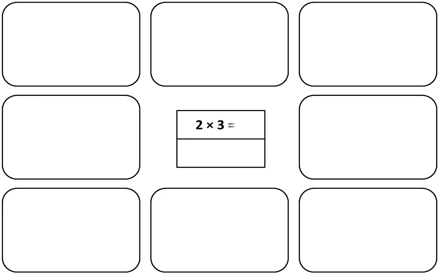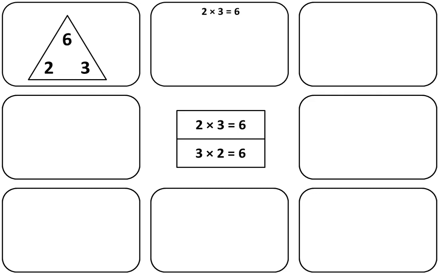This is the first number concept map that the students create. So in the center, they'll write 2 times 3 is equal to 6, and they'll also write 3 times 2 is equal to 6. And then moving to the top left corner, the students will draw a triangle, and inside of the triangle write the factors 2, 3, and the product 6. And that's all that there is in the first bubble, or in the first space. In the next area, the students will write 2 times 3 is equal to 6, 3 times 2 is equal to 6, 6 divided by 2 is equal to 3, and also 6 divided by 3 is equal to 2. So you can see that this is a fairly quick process here. Let's move to the next space.